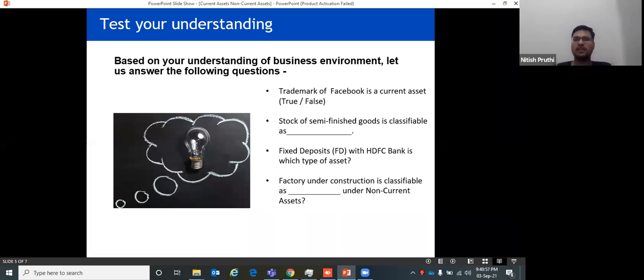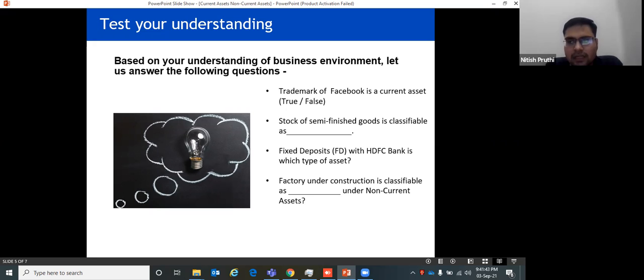Now, first question. Trademark of Facebook is a current asset. True or false? I'm repeating the question. Trademark of Facebook is a current asset. I hope you are all writing the answers in your notebook so that we can discuss, or maybe you can also put the right answer in the chat box. Second question. Stock of semi-finished goods is classifiable as dash. It may be current, it may be non-current asset. You just have to write down the right answer.